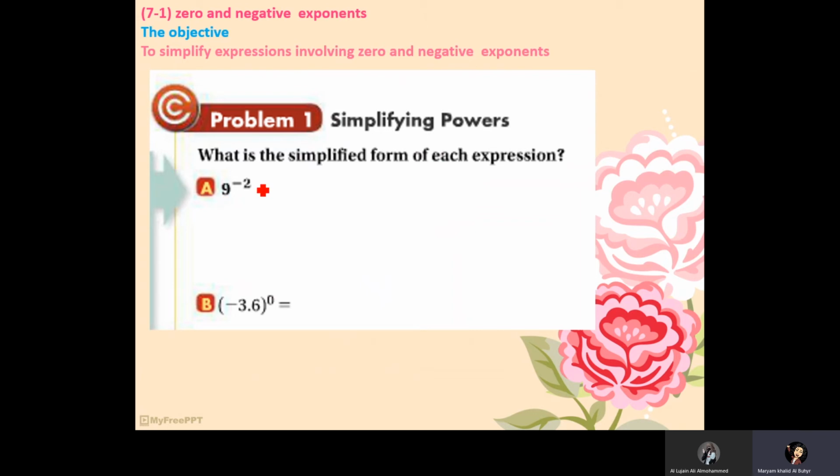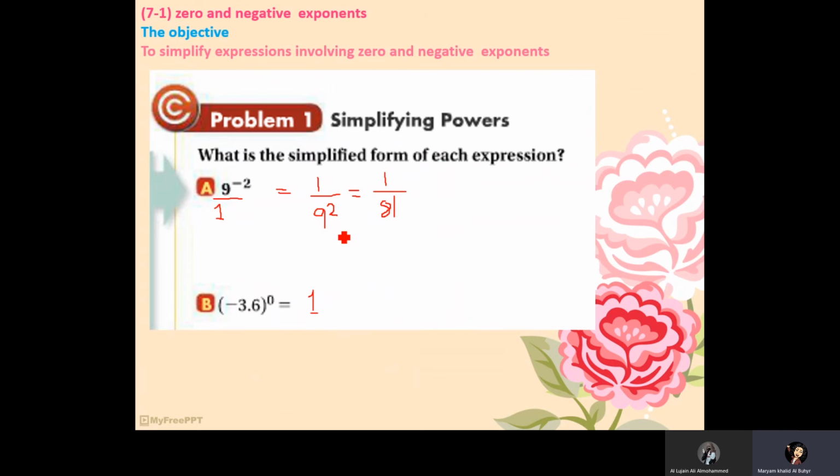Let's try this. What is the simplified form of each expression? Here, 9 to the power negative 2. Because it's negative, I will flip this fraction. Isn't this one like over 1? I'm going to move it down. So that will be 1 over 9 to the power 2. Now I can calculate this one. That will be equal to 1 over, 9 times 9, it's 81. So 1 over 81. Now for this one, anything to power 0, it's 1, directly without thinking.